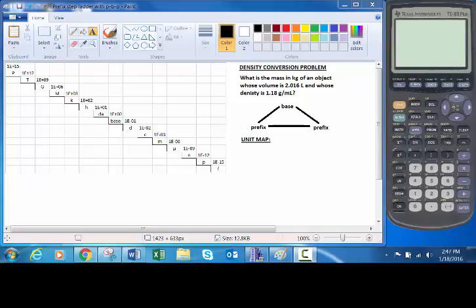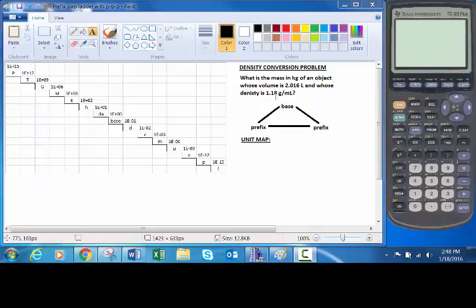In this video, we will be discussing how to use density in a conversion problem. So our problem asks, what is the mass in kilograms of an object whose volume is 2.016 liters and whose density is 1.18 grams per milliliter?